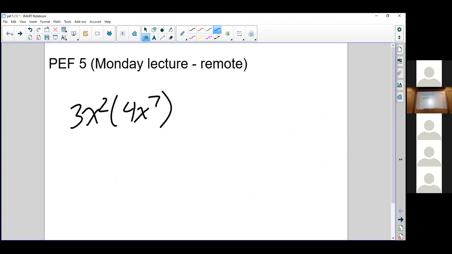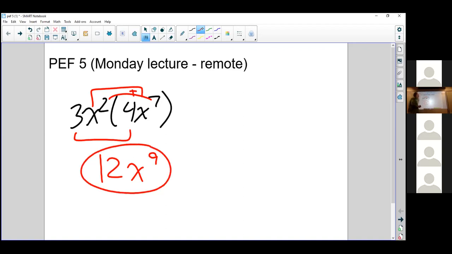All right, so friends, first problem, I'm just going to multiply 3x squared times 4x to the 7th. So I'm going to multiply the 3 and the 4 together to give me 12. Multiply the x's together gives me x. Remember, you add the exponents when you're multiplying like bases. So 2 plus 7 is 9, and the problem's done. Make sense?